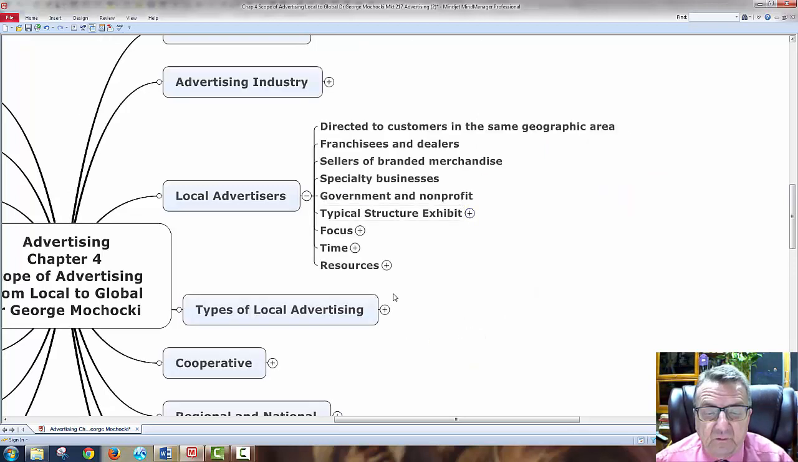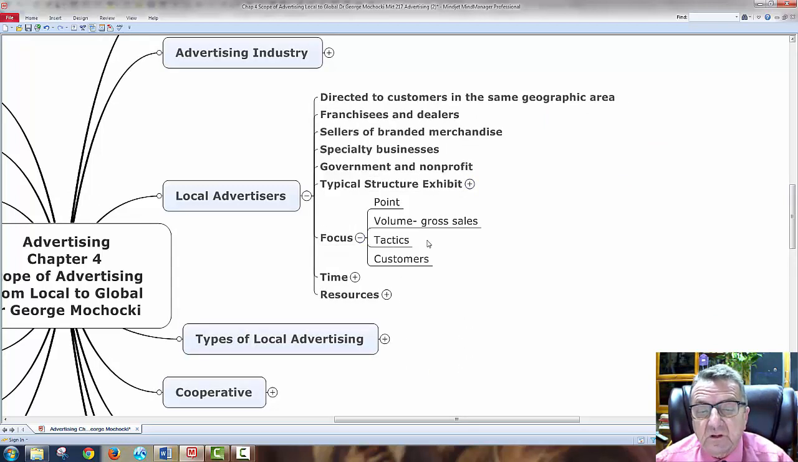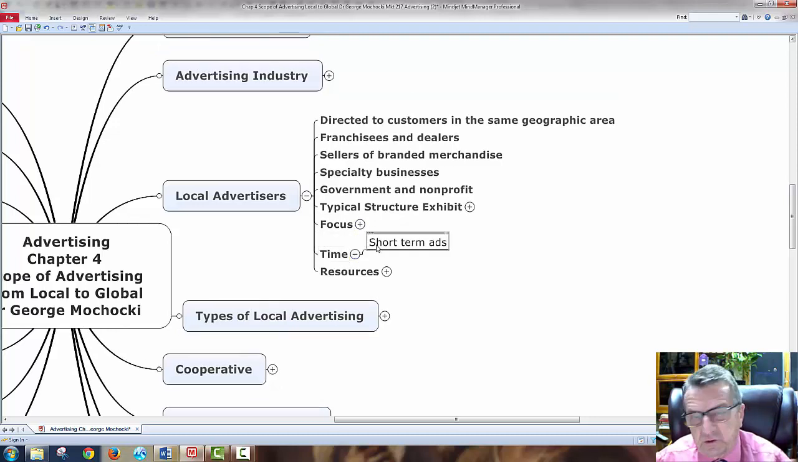Now, the focus of local advertisers is basically point of purchase, volume, and gross sales. Local advertisers would be considered more like retail advertising, very specific: different tactics, different customers in a local geographic area. They are very short-term ads, just to get your attention. Here's the sale now, because I have too much inventory or supply and I'm trying to move it out. How do I get people in there? Buy one, get one free, or something to stimulate a real short-term effect.